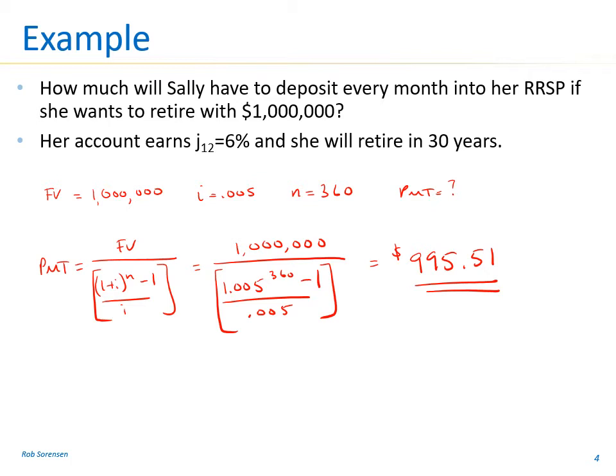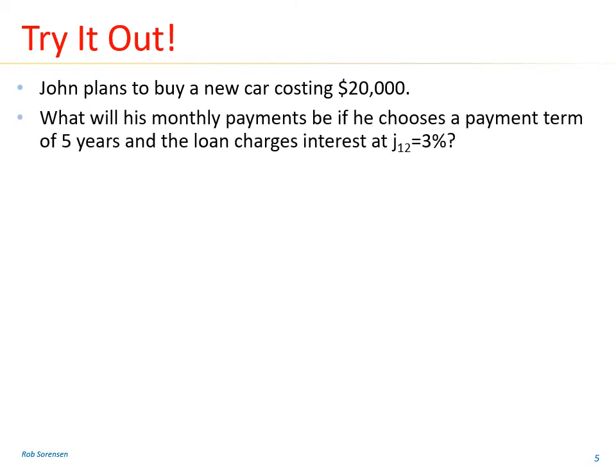Let's have a look at another example. In this one, I'm going to let you take the lead. It's a car loan question. So John is thinking about buying a new car that costs $20,000. He can get a loan that charges 3% interest for 5 years. If he does that, what would his monthly payments be?